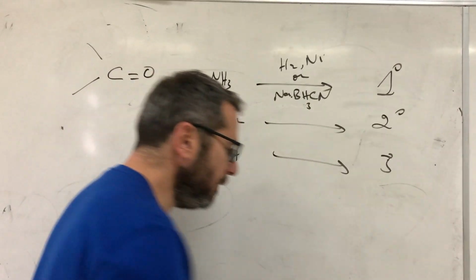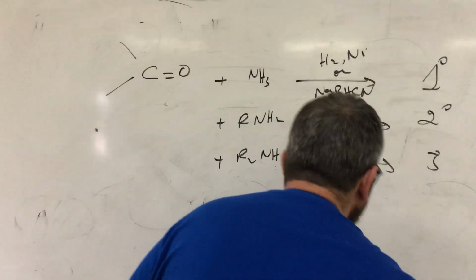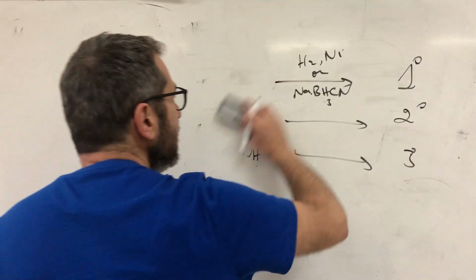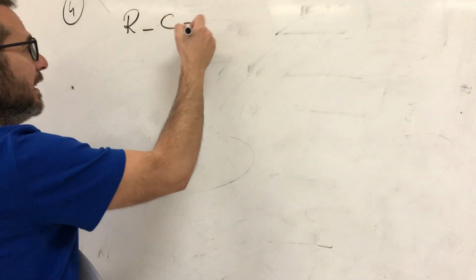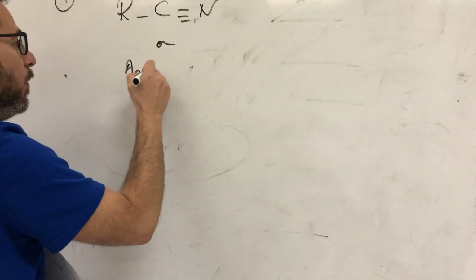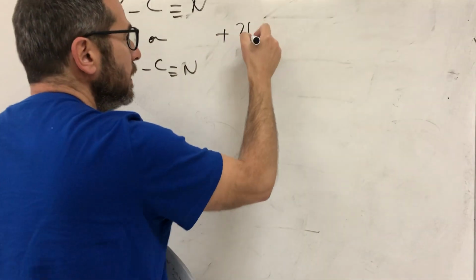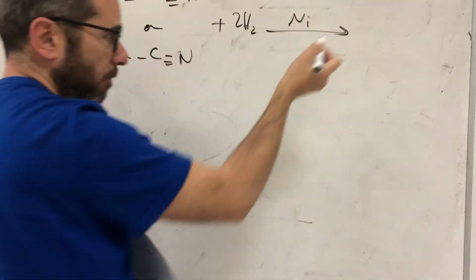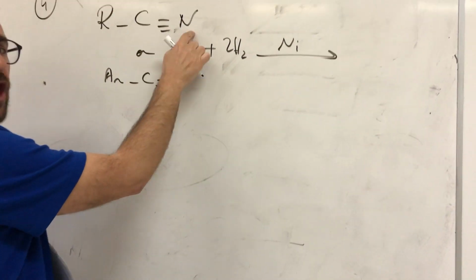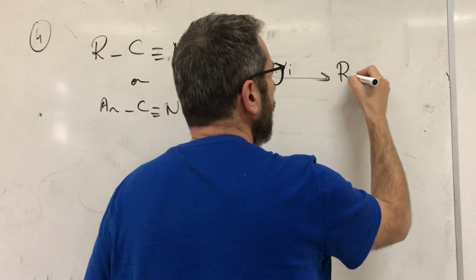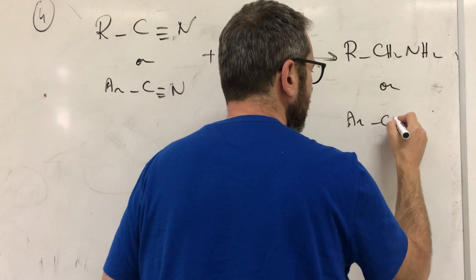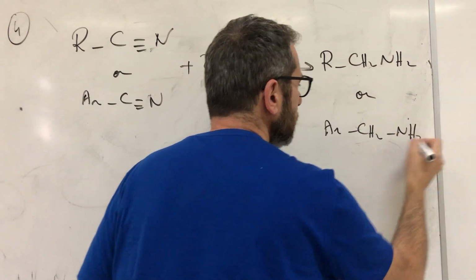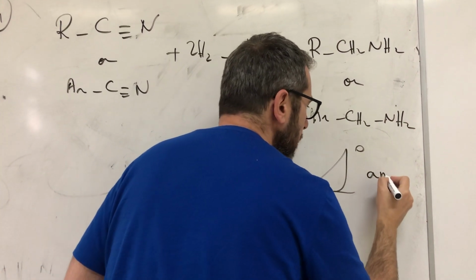Okay, we will move to method 4 and method 5. We have seen them before. Method 4 is the reduction of nitrile. If I take the nitrile function, aliphatic or aromatic, and I reduce it, adding 2 H2 with nickel, Pt or Pd, I have addition of H, H, and I will obtain RCH2NH2, or if it is aromatic, ArCH2NH2. So this method will always give me the primary amine.